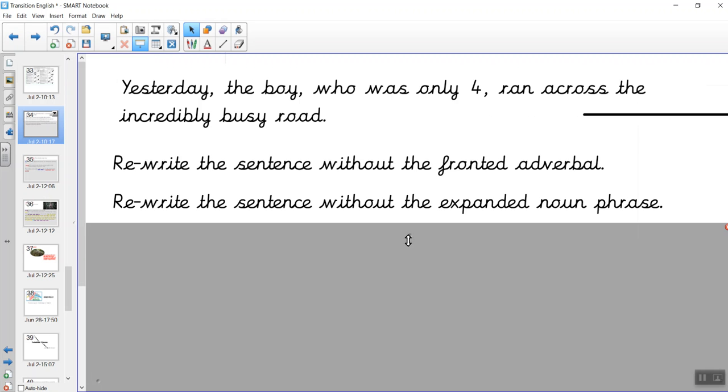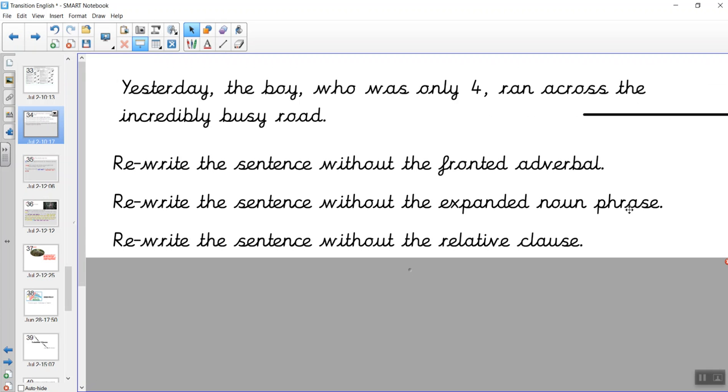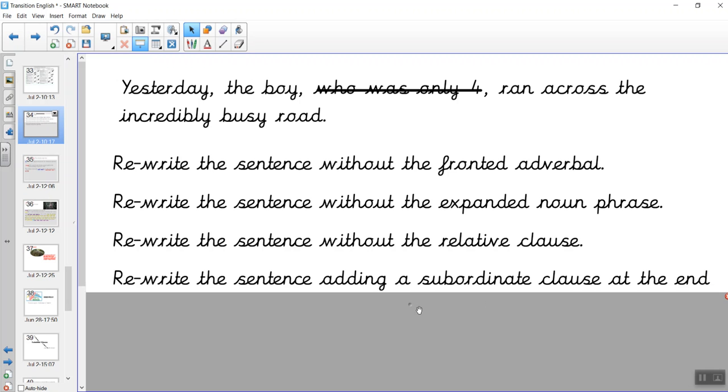Okay. Try our next challenge. It says rewrite the sentence without the relative clause. So what would my sentence look like if I didn't have the relative clause in there? So pause the video and have a go. Okay, you're quite right. Let's just move this. Here's my relative clause. I'm going to cross it out. And now my sentence says, yesterday, the boy ran across the incredibly busy road. Brilliant.